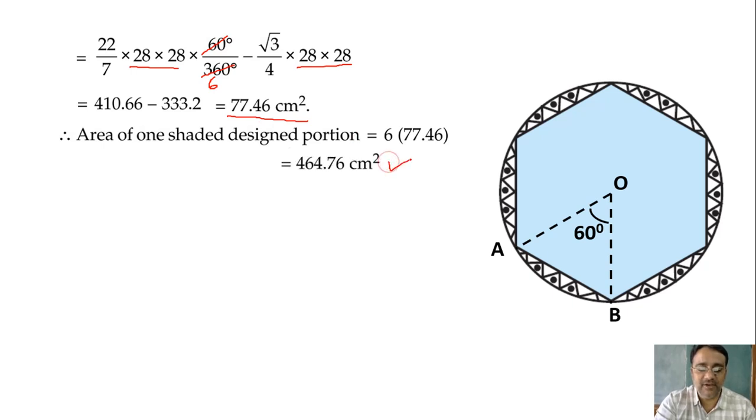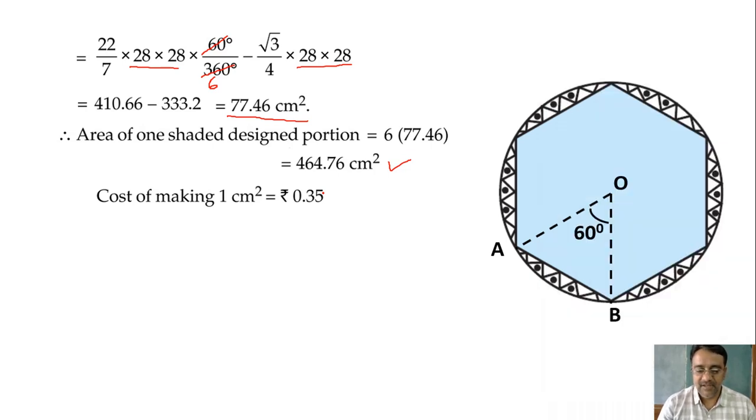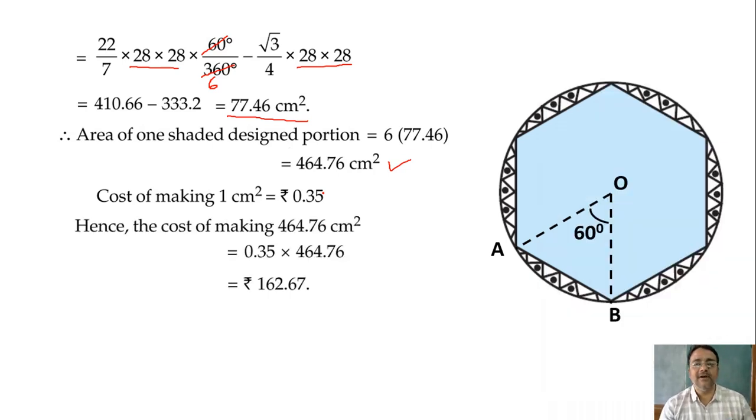464.76 centimeters square. Now cost of making 1 centimeter square, it is given 35 paise, 0.35. So we have to multiply these two. So 464.76 into 0.35. So we'll get approximately equals to 162.67 rupees. So this is the final answer. Any doubt in this question?